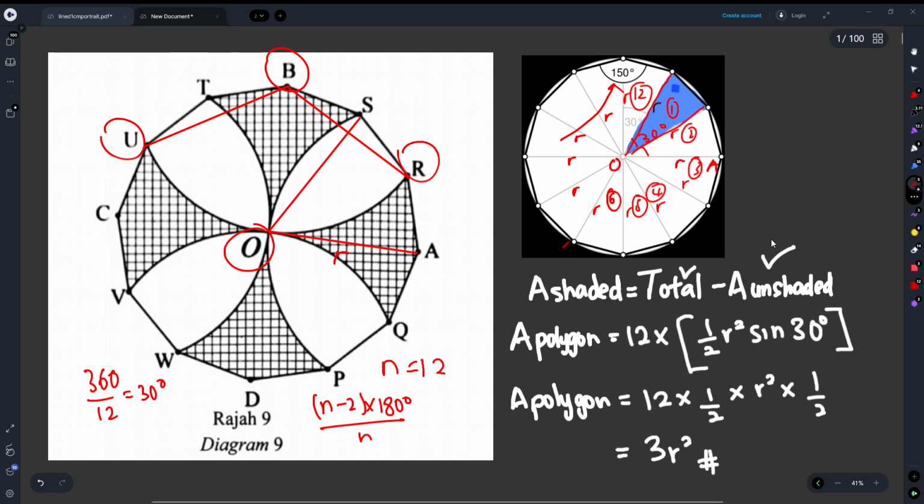So what I'm going to do is join from B to O like this. When I join from B to O, it is also R. So we have R here, B to U is also R, and B to O is also R.